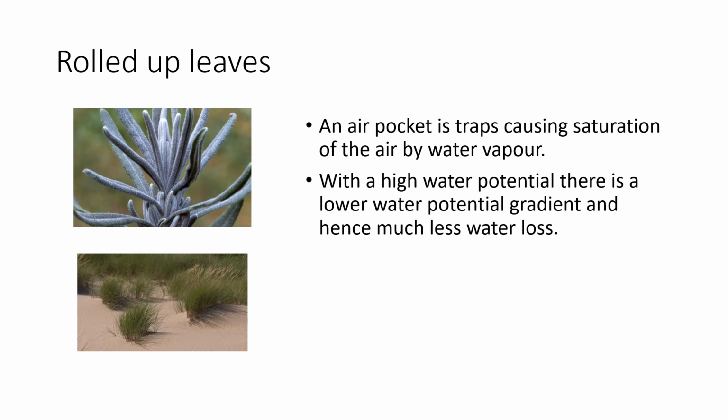Another adaptation is that we roll up the leaves, and how it works is it basically creates a very humid environment, and because we then have a very low concentration gradient between the two areas, we have much less water loss. A good example of that is marram grass, which is a type of grass you'll find in sand dunes and around the beach.